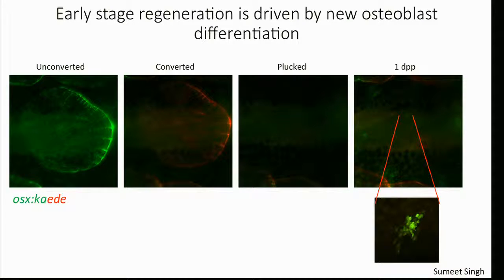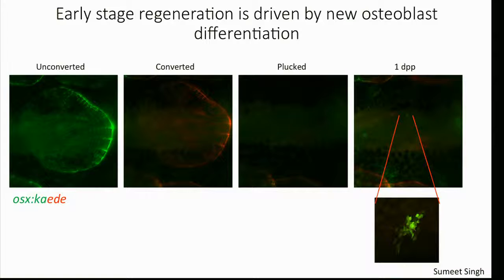So we can conclude that the initial source of osteoblasts in scale regeneration is not cells that were left over after plucking a scale or after a scale is lost, but some progenitor source that's differentiating into new osteoblasts.